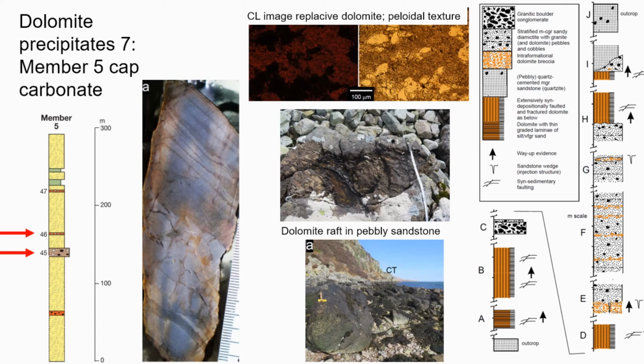The dolomite is colloidal, and the CL image at the top shows uniform textures in each crystal, indicating it replaced calcium carbonate. The dolomite consists of thin turbidites and is intensively disturbed by syndepositional faults and reworked into the sandstones, sometimes as large rafts.